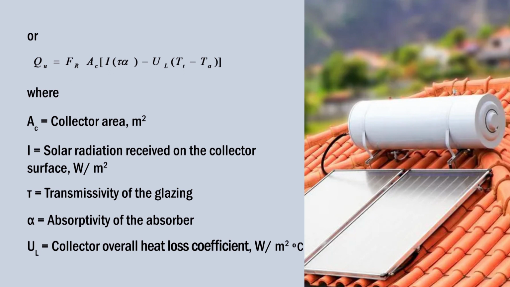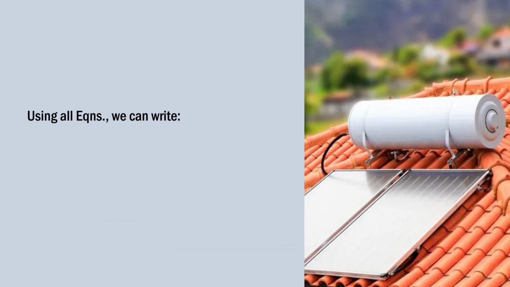What is this UL? UL is the collector overall heat loss coefficient, and it is measured in watt per meter square. So, by just adjusting all these quantities, you can calculate the efficiency of the collector. Efficiency can be written as Fr multiplied by tau alpha minus UL Ti minus Ta upon I.